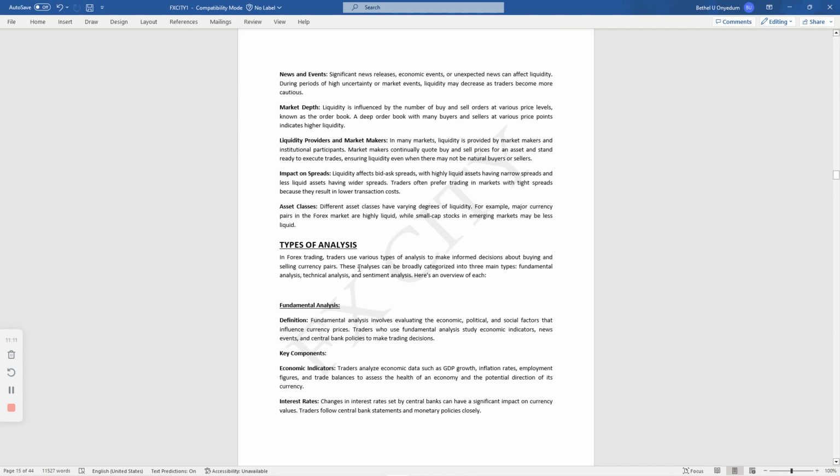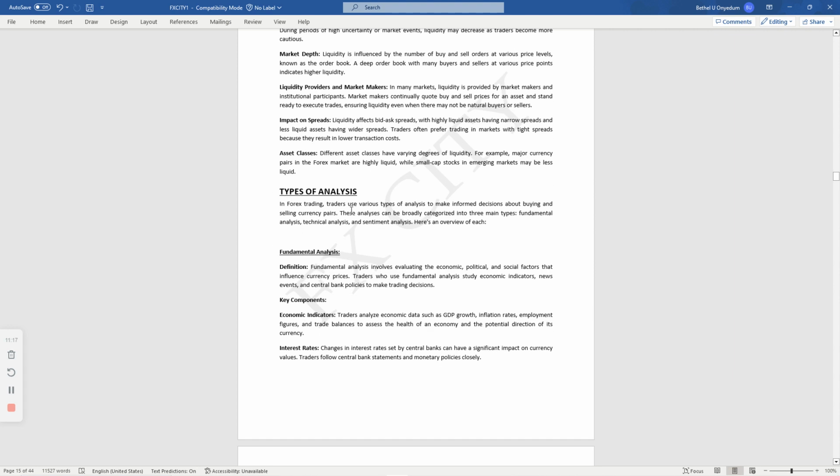Let's move on. You have asset class, which you can read through. Let's move on to types of analysis. In the forex market, we have a few types of analysis that traders can look into depending on the trading style they want. Traders use various types of analysis to make informed decisions about buying and selling currency pairs. It can be broadly categorized into three main types. There are also other types, but the three main ones are fundamental analysis, technical analysis, and sentiment analysis.